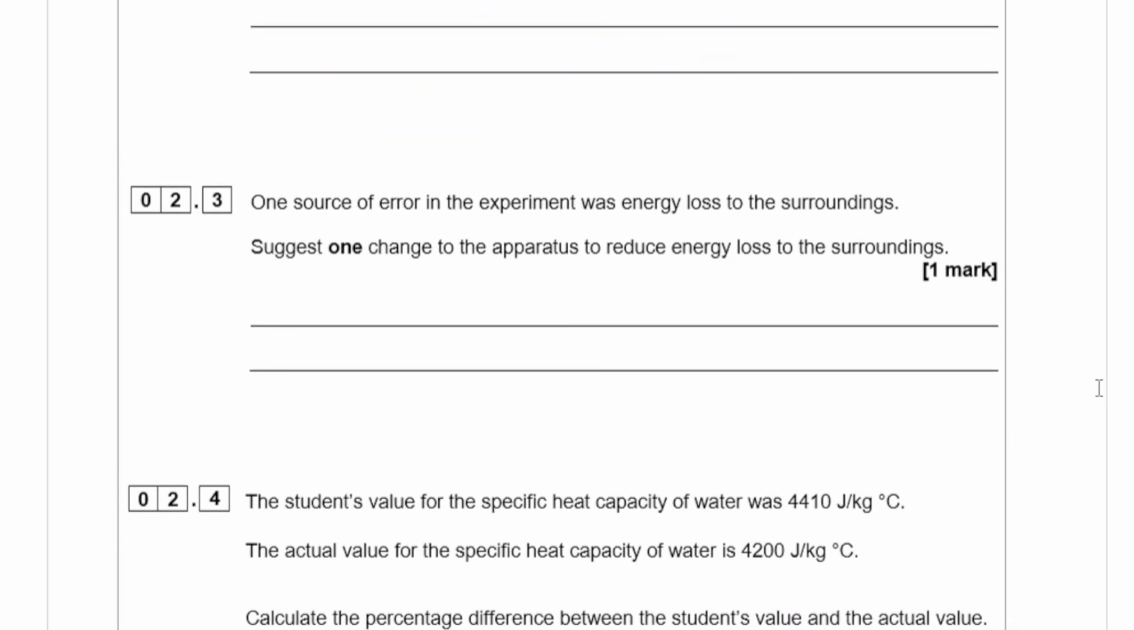One source of error in the experiment was energy loss to the surroundings. Suggest one change to the apparatus to reduce energy loss to the surroundings. You could say add a lid or insulate the beaker of water.